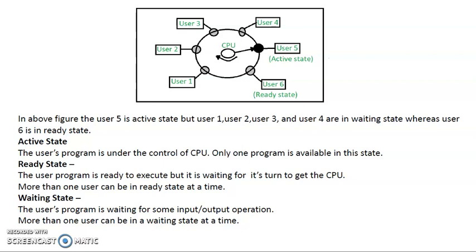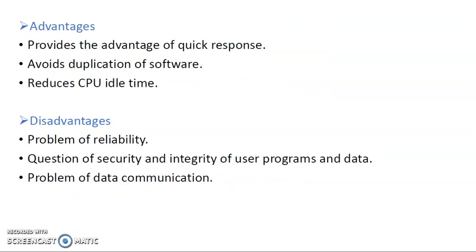Now you can see the advantages and disadvantages of the time sharing system. The first advantage is quick response. After process 1 execution, the CPU gives its time to the next one, so it is a quick response. Then it can avoid the duplication of software and reduce the CPU idle time.